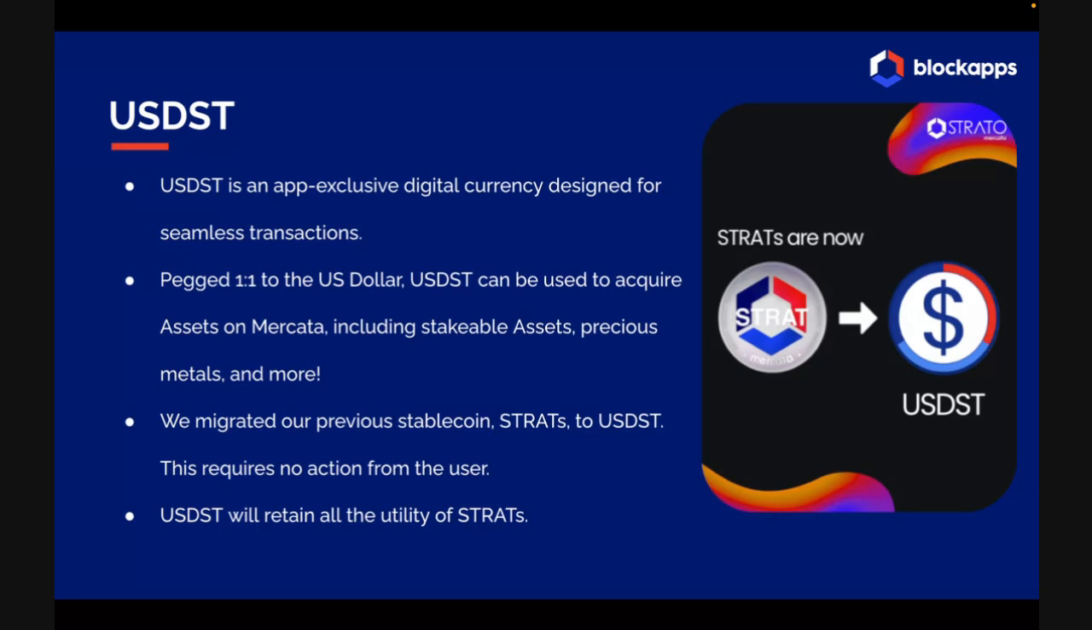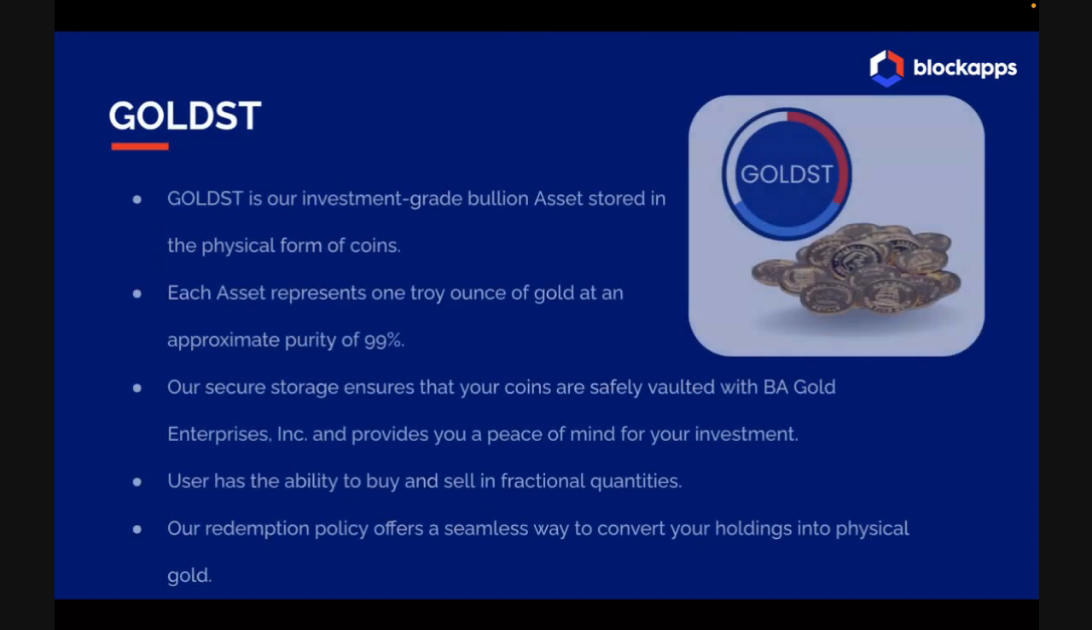And in order to implement this, we had to migrate our previous stablecoin STRATs to USDST. And fortunately for the user, this requires no action on their part. If they had STRATs in their wallet, then they were automatically converted to USDST, and it retains all of the functionality of STRATs, so it can still be used to purchase assets on the Mercado marketplace. The only key difference between them is one STRAT is the equivalent of 1 cent, and one USDST is equivalent to $1.